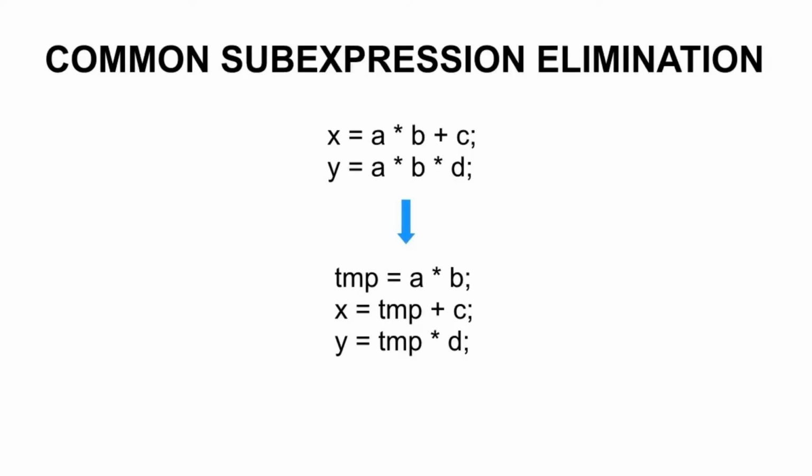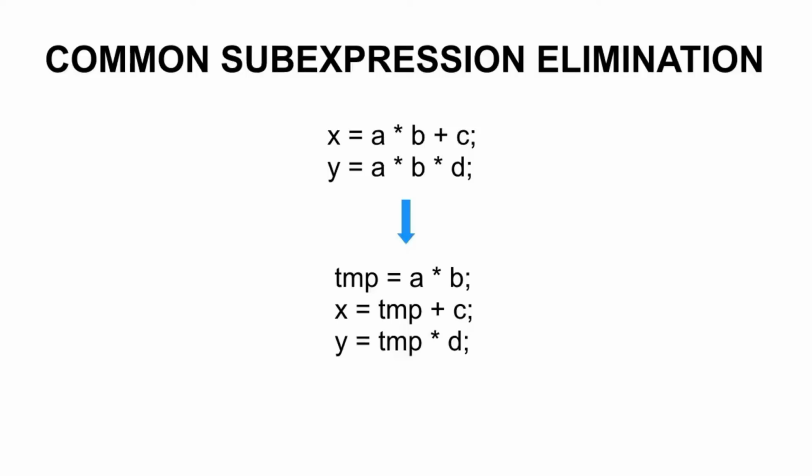Here's an example of x equals a times b plus c, y equals a times b times d. And we can see that there's a common subexpression, a times b. So maybe we could avoid doing that multiply multiple times. We could say temp equals a times b, x equals temp plus c, and y equals temp times d. And we'll get equivalent results. And a compiler does actually do this optimization.